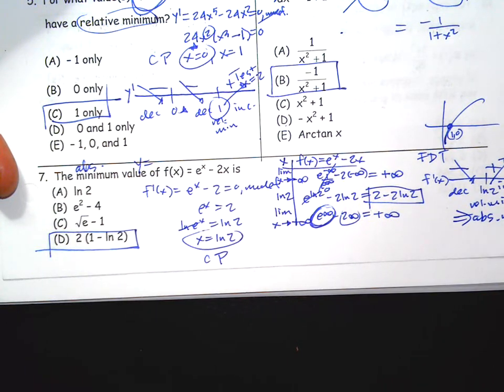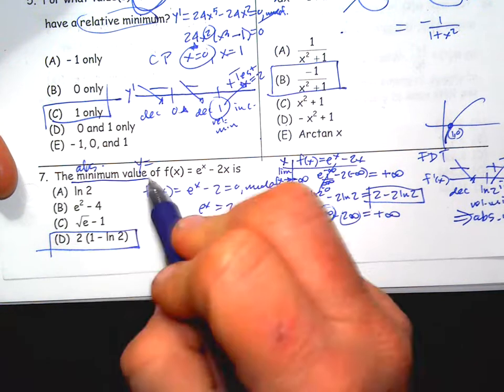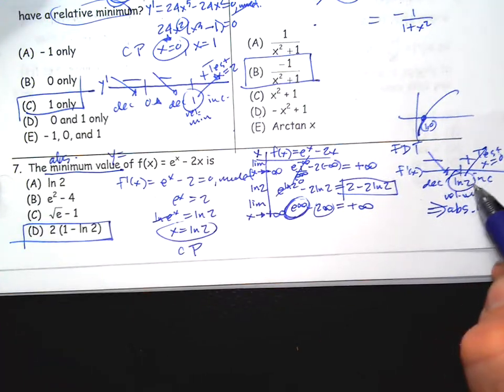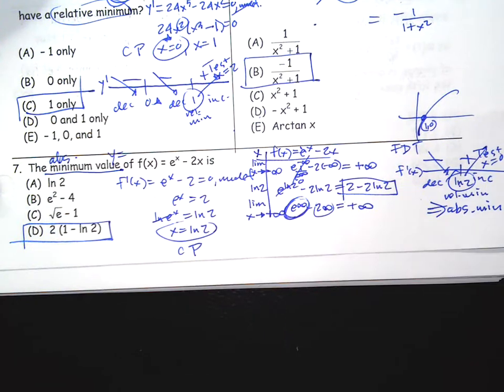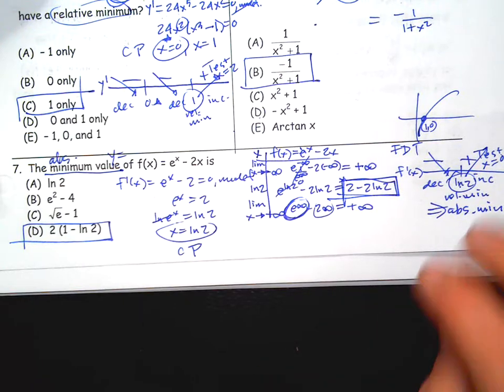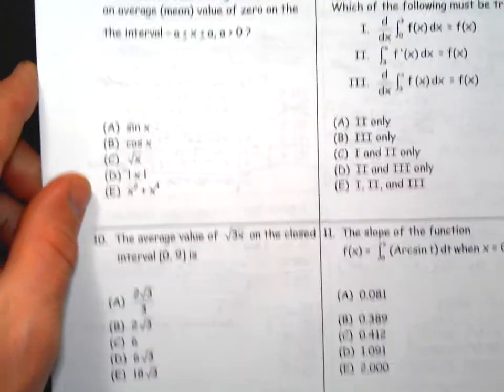Now that's the location of it. They want the min value, which is the y value. So you still got to plug this in. Even if you did it this way, you still got to plug this back into f of x to get the actual min value. Okay? Got a few more problems in the back. Some good practice.